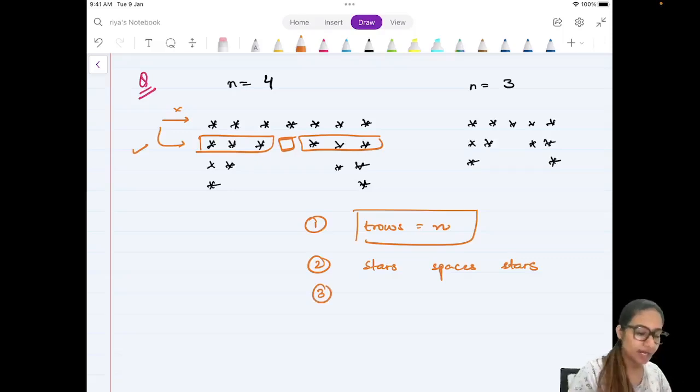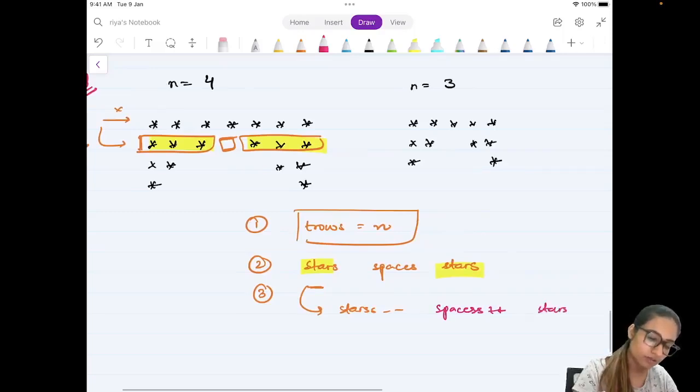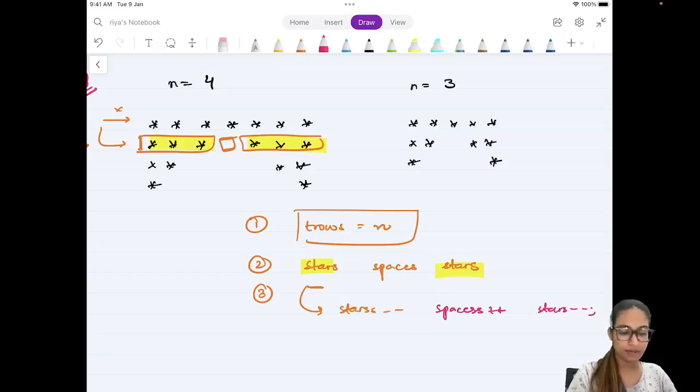After that you will see that when you go from one row to the next row, the number of stars basically decreases. And you can see there are equal number of stars on both sides. The number of stars over here is the number of stars later as well. So you do stars minus minus, you do spaces plus plus, and then you do stars minus minus again. That is the overall idea: the number of stars tends to decrease, and the number of spaces tends to increase.